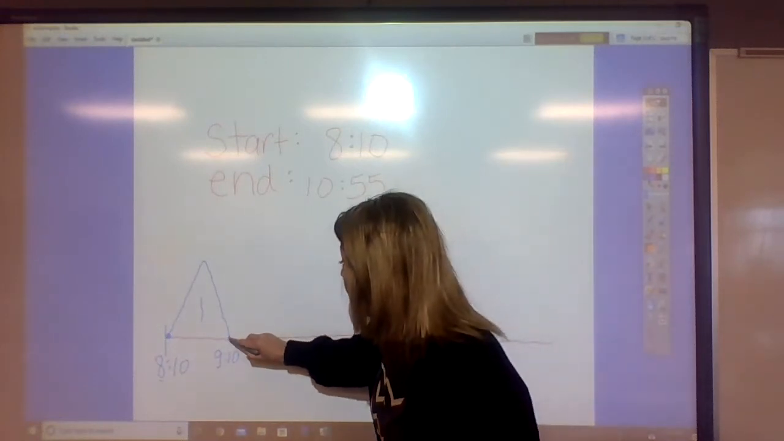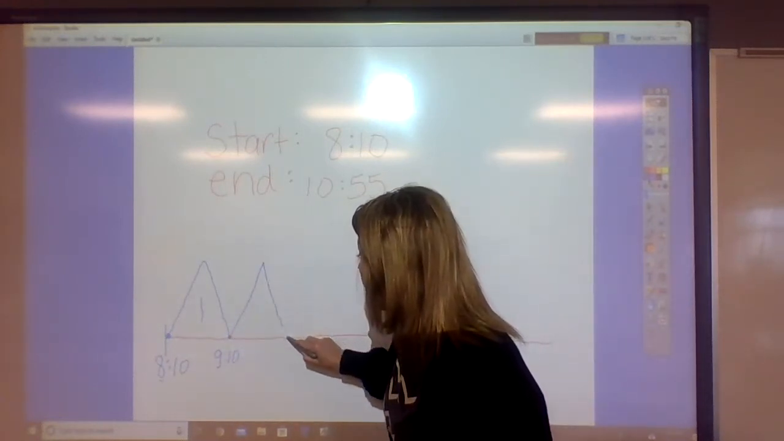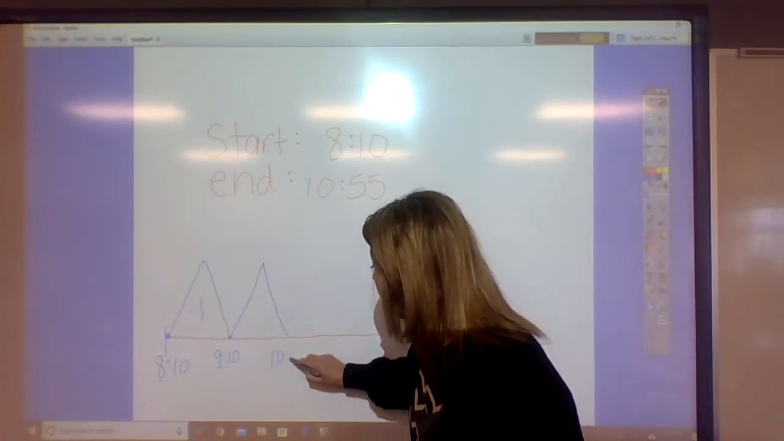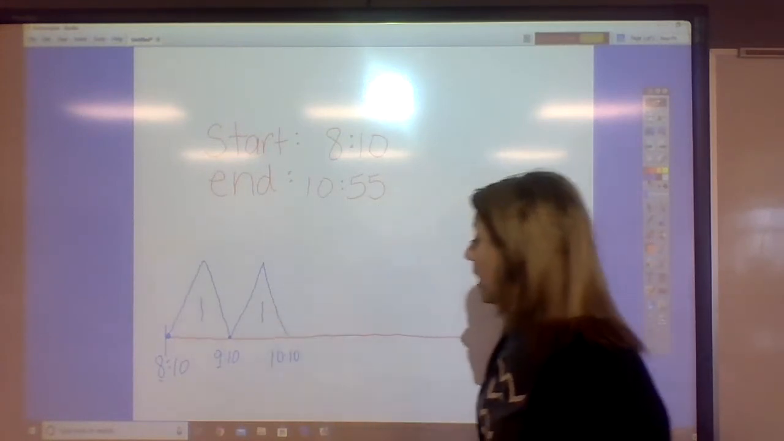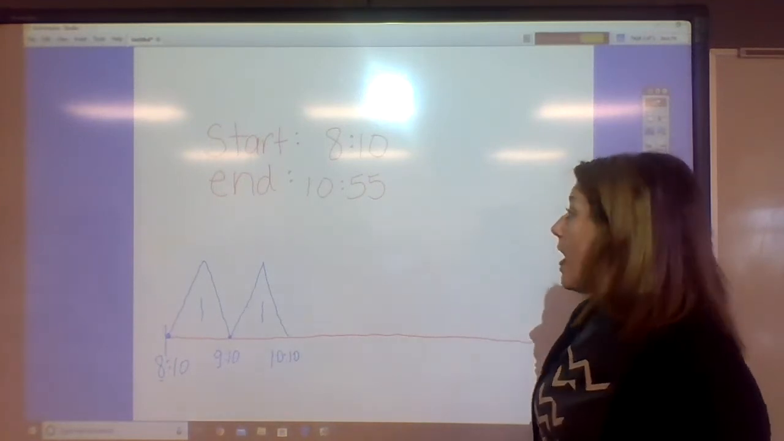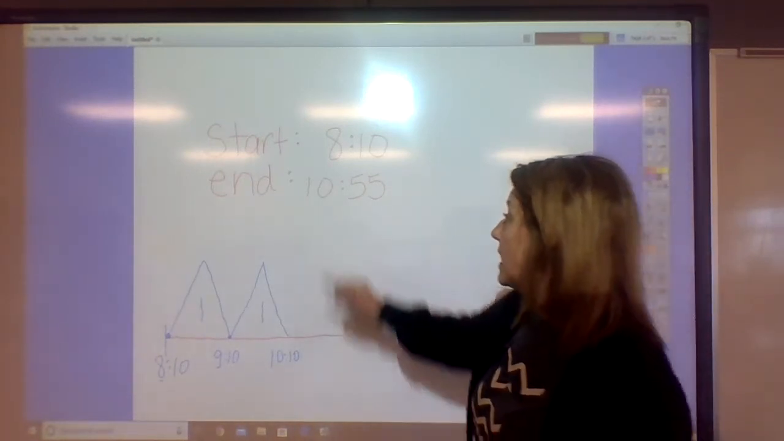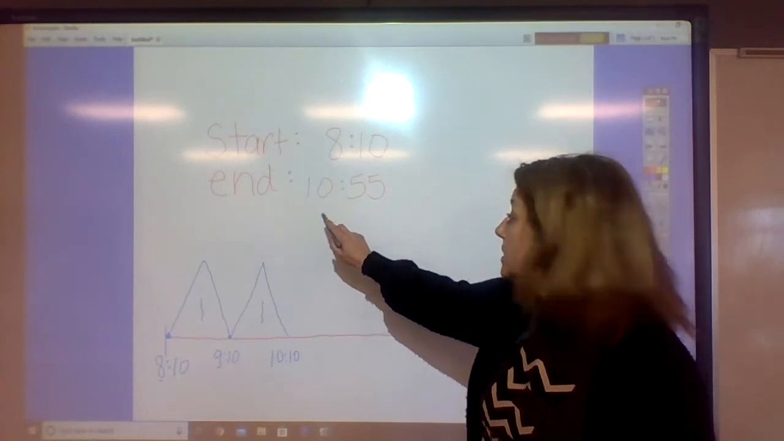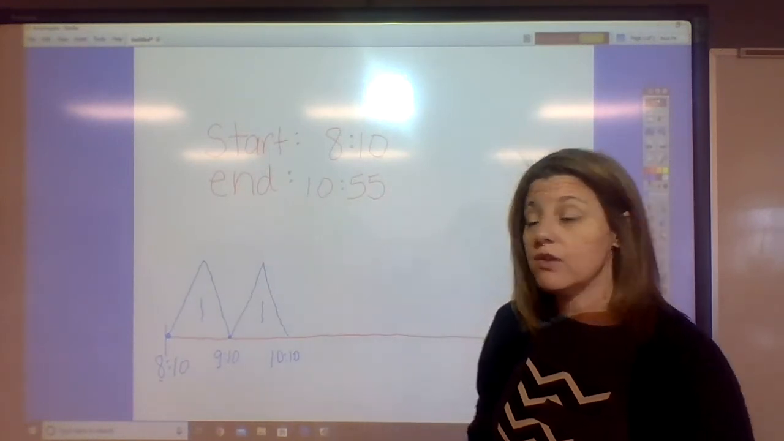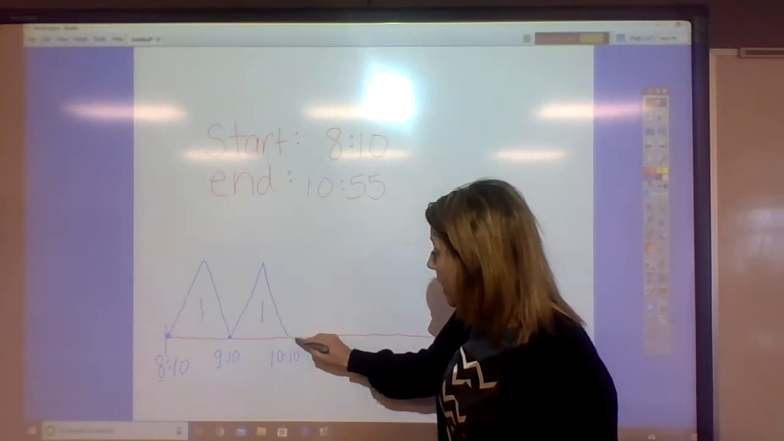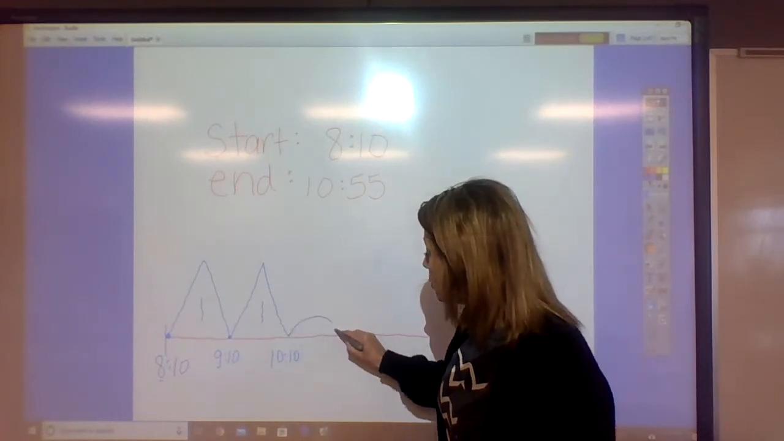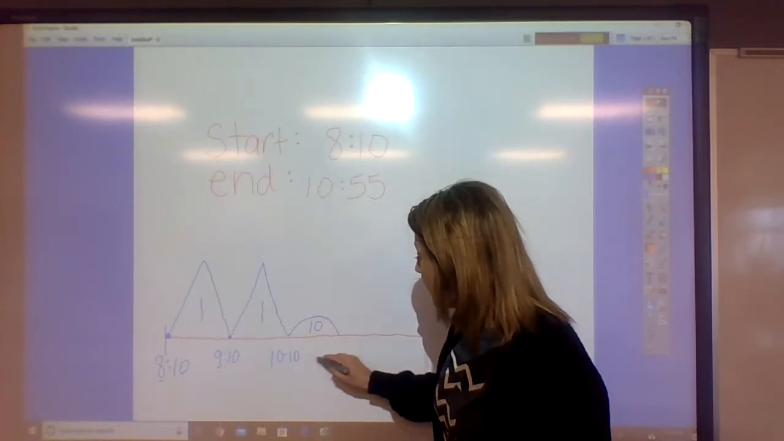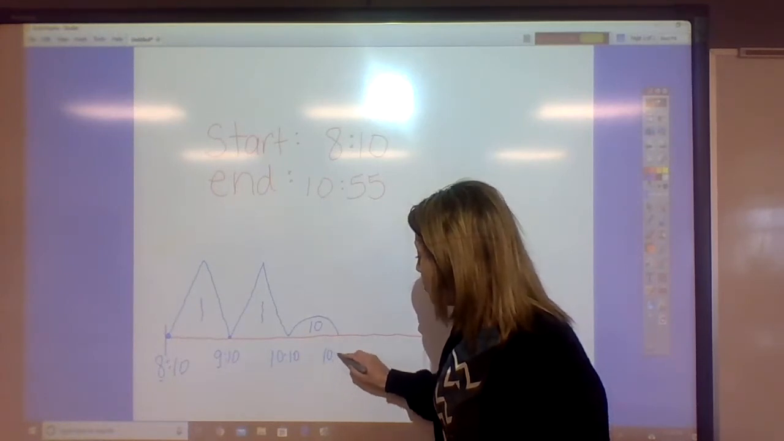Then we're going to go up another hour to 10:10. That's another hour. Now, if I were to go up another hour, that would be 11:10, and that's too much. So now we have to start counting our minutes to get us to 10:55. We're at 10:10, so I'm going to start doing my minutes. 10 minutes from 10:10 would be 10:20.